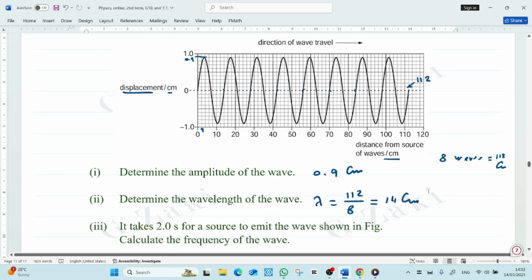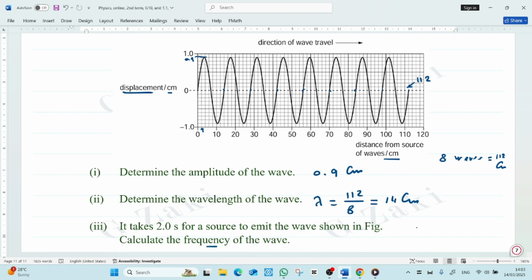Now, it takes 2 seconds for the source to emit the wave shown. Calculate the frequency. The frequency is the number of waves in 1 second. We have 8 waves in 2 seconds. Then how many waves in 1 second? It is just 4. Then the number of waves in 1 second is 4. It means that the frequency is 4 hertz.